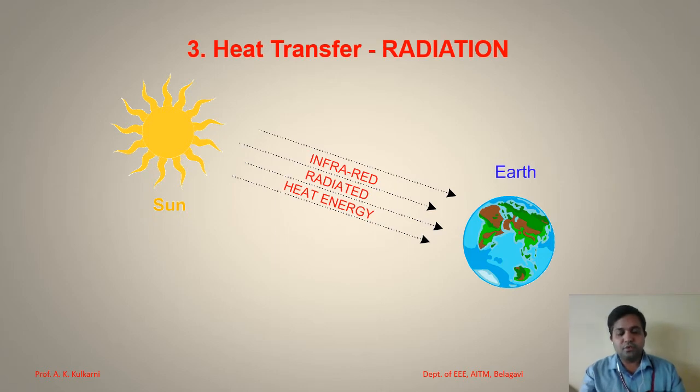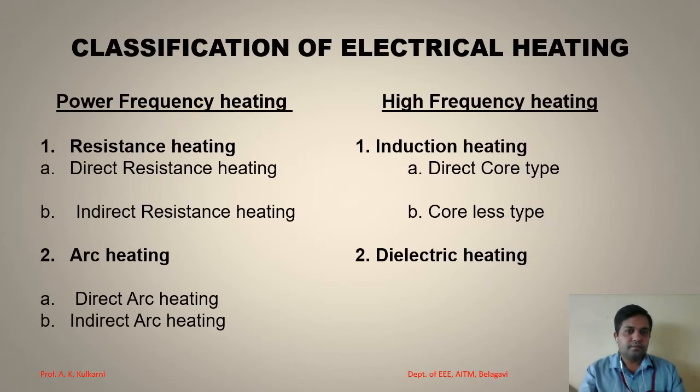Now let us move to the next topic of this course. The next topic is classification of electrical heating. There are mainly two types of classification: one is power frequency heating, another is high frequency heating. Under power frequency heating, we have two types: resistance heating and arc heating. In resistance heating, we have direct resistance heating and indirect resistance heating. In arc heating, we have direct arc heating and indirect arc heating.